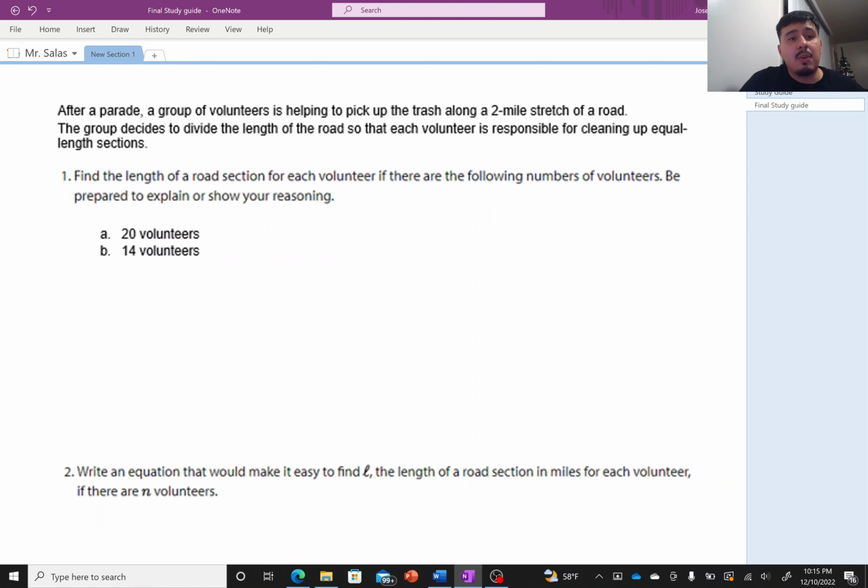Now, where were we? We left off on problem number 6. So this is problem number 6 on our study guide. It says, after a parade, a group of volunteers is helping to pick up the trash along a 2-mile stretch of the road. The group decides to divide the length of the road so that each volunteer is responsible for cleaning up equal length sections. The first part of this problem says find the length of the road section for each volunteer if there are the following number of volunteers. Be prepared to explain or show your reasoning.